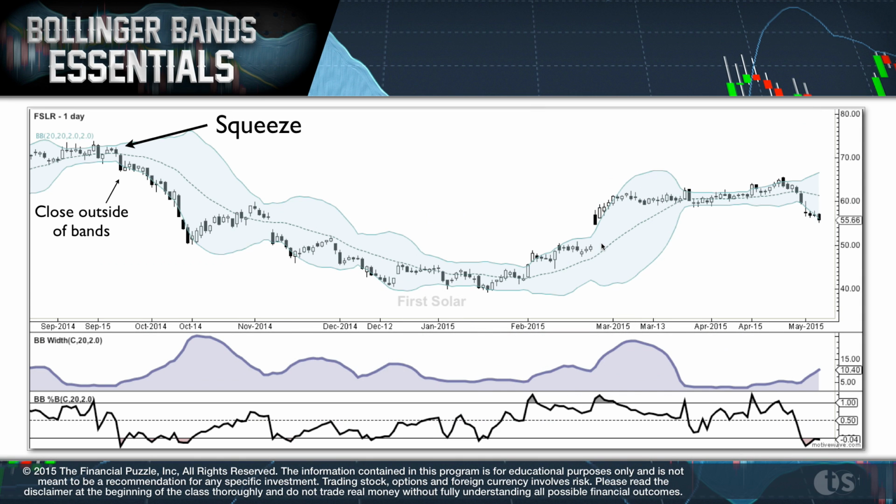Let's look at some more. Let's look at one here on First Solar. Again, another bearish trade example. You see we had the squeeze set up right here, very visually obvious on the bands. You look at your bandwidth, very low reading. And if you look at your percent B, of course, you're extremely oversold because you're pushing outside the bands there. You have the close outside the band.